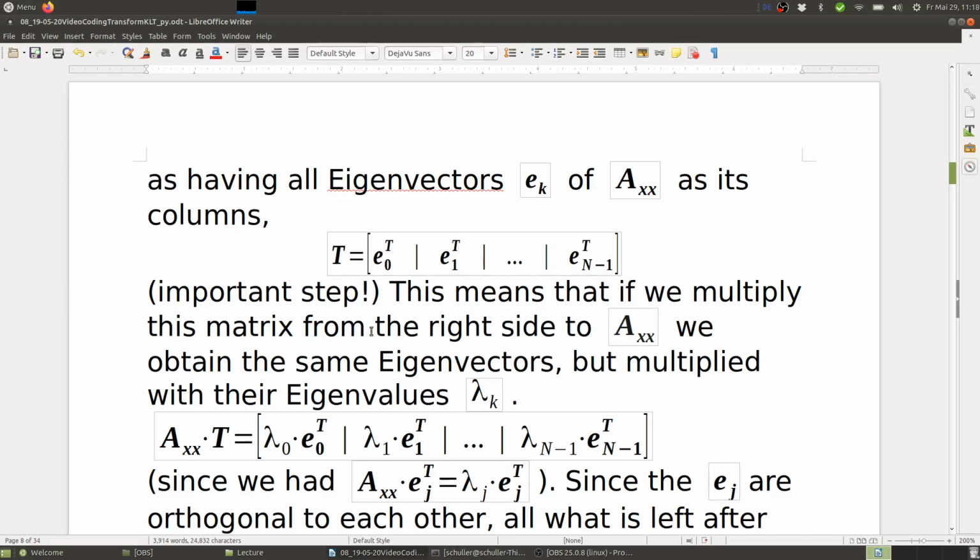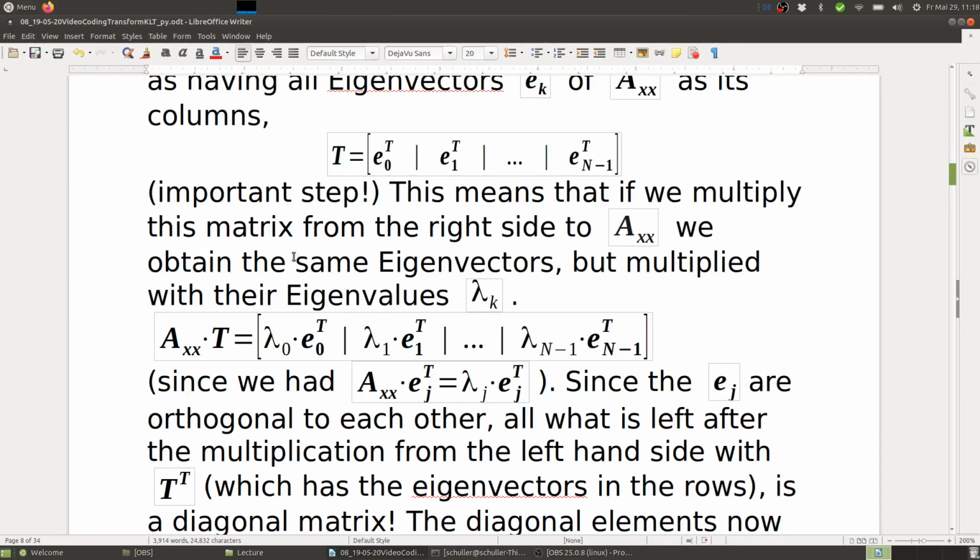So this means that if you multiply this matrix from the right-hand side onto AXX, we obtain the same eigenvectors but multiplied with the eigenvalues lambda k. So this is the result. We take AXX, multiplied by T, which consists of this collection of eigenvectors, and the result is again this collection of eigenvectors but now scaled with the eigenvalues. So each column is still the eigenvector but now scaled. So we just use this identity here.